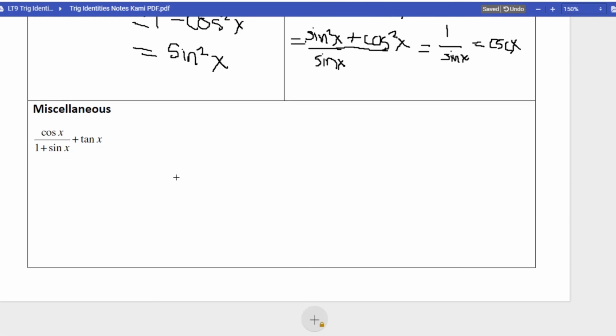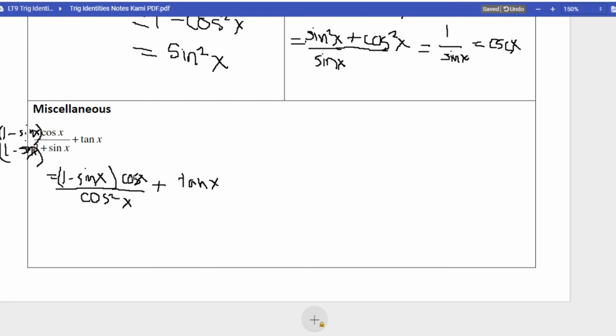Now you can just mess around with this and do all kinds of different things. With this one, right, cosine of x over 1 plus sine of x, we can multiply the numerator and the denominator by 1 minus sine of x, like a conjugate pair. Okay, and that's going to give us 1 minus sine of x times cosine of x. And this will be 1 minus sine squared of x, which we know is cosine squared of x, plus tangent of x.